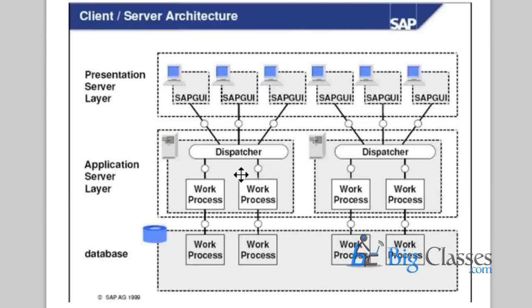Every single piece of ABAP program that we write or execute will be processed in the application layer. The ABAP programs that we write will be processed in the application layer. Only the output will come back to the presentation layer. So the presentation layer will show only the output. Even the ABAP programs that we write run in the application layer, and the output is displayed to us in the presentation layer.